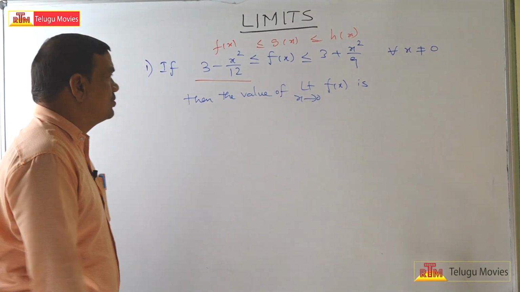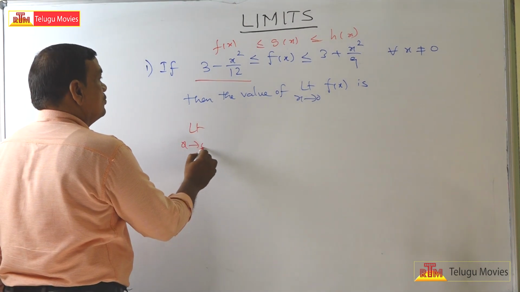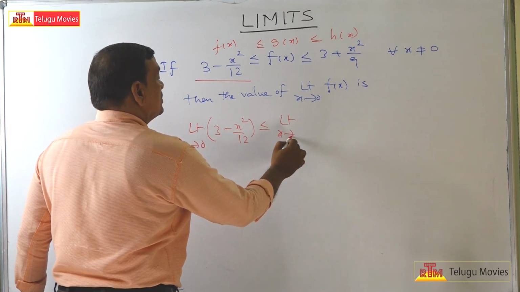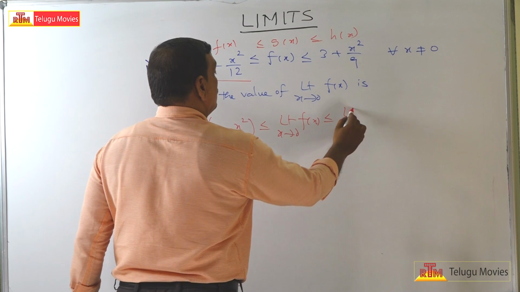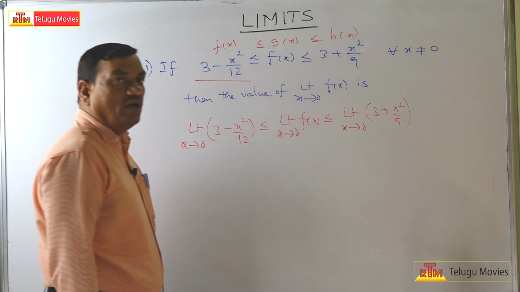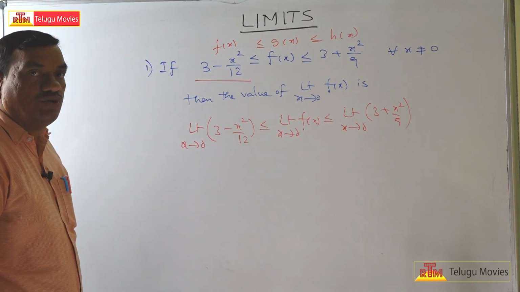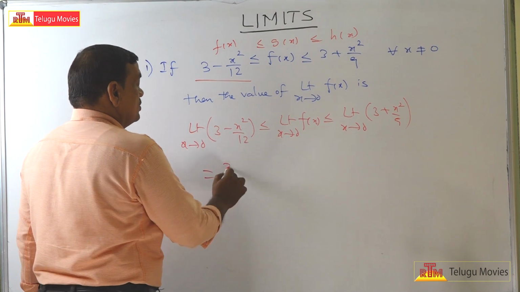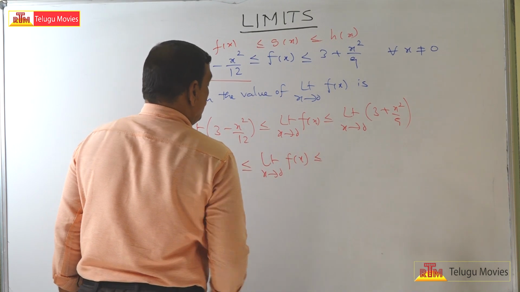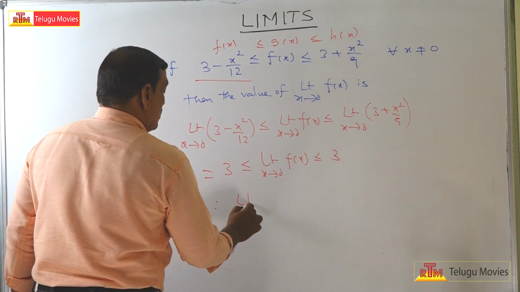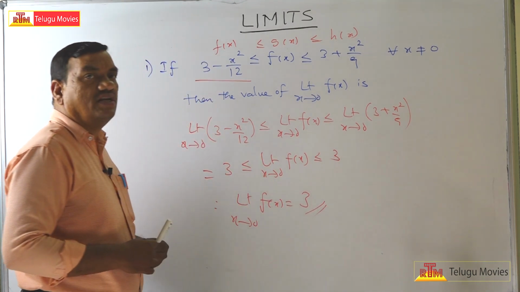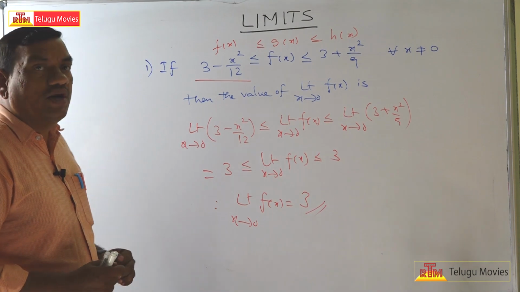So apply the limit x tends to 0 on either side: limit x tends to 0 of 3 minus x square by 12 less than or equal to limit x tends to 0 f of x less than or equal to limit x tends to 0 of 3 plus x square by 9. Now wherever x is there, substitute 0 as per the property. So this is equal to 3 less than or equal to limit x tends to 0 f of x less than or equal to 3. Therefore, limit x tends to 0 f of x value is 3. Very, very nice and easy problem. I hope that you understand this solution.